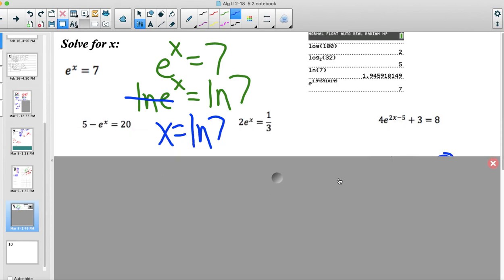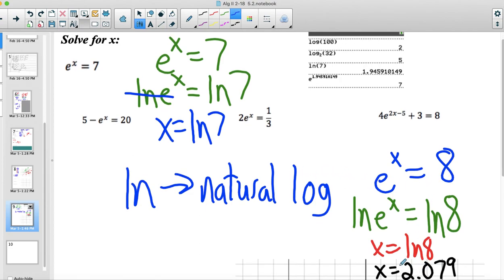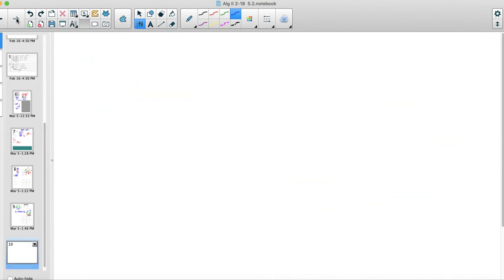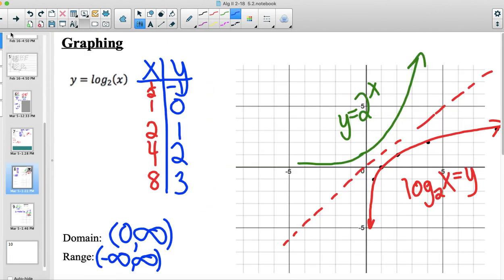And you can solve these just like normal. When you're dealing with e, you would definitely want to think of using a calculator. For example, an answer down here, 2.079, definitely that would be on a calculator test. Okay, so just leave that up there. That's our picture of the log graph and the exponential growth.